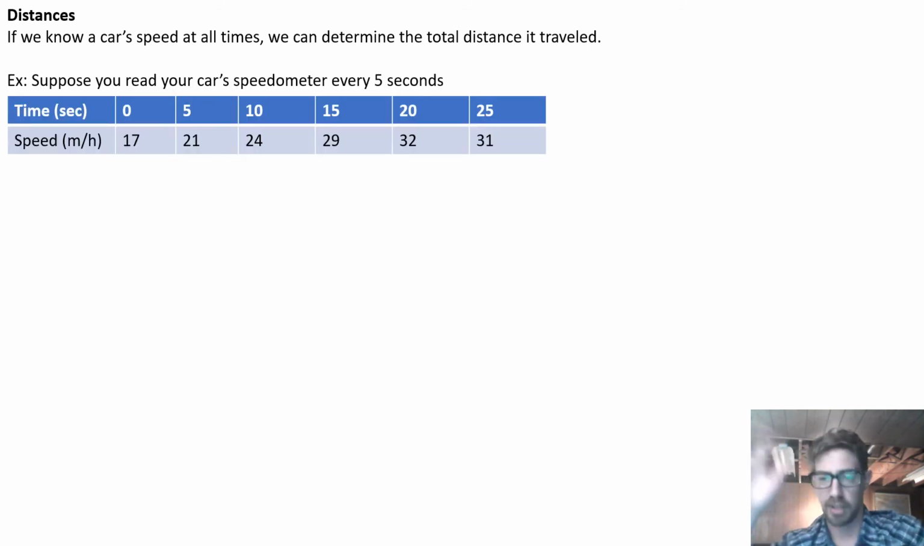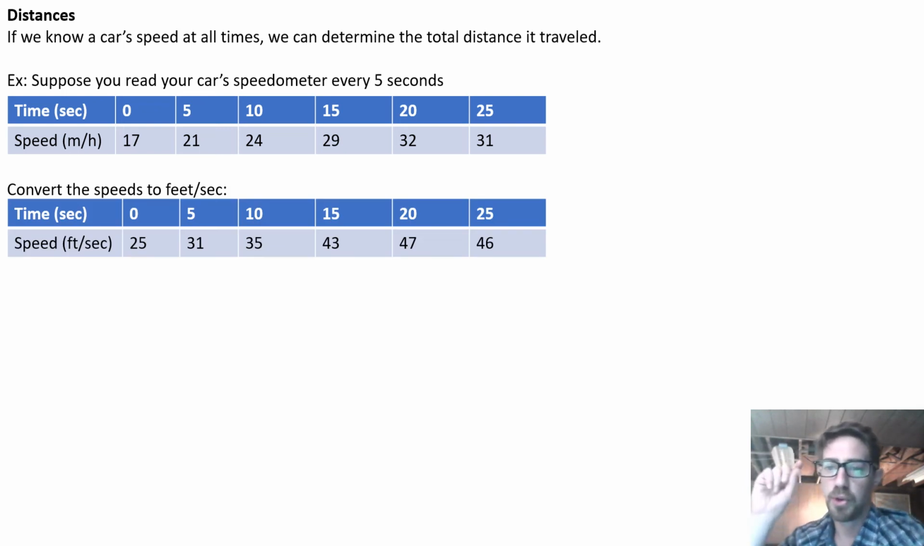So again, unrealistic, don't do this, focus on the road. But suppose you just glance at your speedometer every 5 seconds for like 30 seconds here. So you did it and you made a note of your speed, and then you did it 5 seconds later, noted your speed. So you sped up from 17 miles an hour, 21 miles an hour, 24, etc., all the way up to 32, and then 31 miles an hour. And you want to use those numbers to figure out exactly how far you traveled over the course of that 30 seconds.